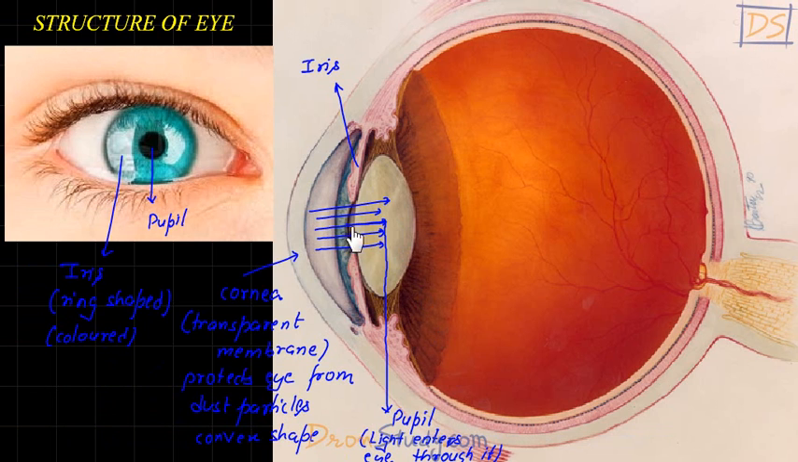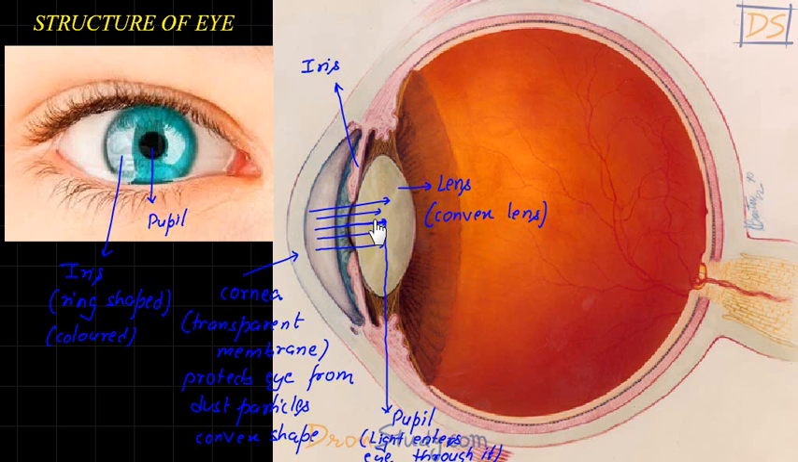Then look at this structure, students. This is the most important thing in your eye. This is actually a lens. As you can see from the shape, which type of lens is this? Look at the shape. I'm sure, students, you are able to understand that it is actually a convex lens.